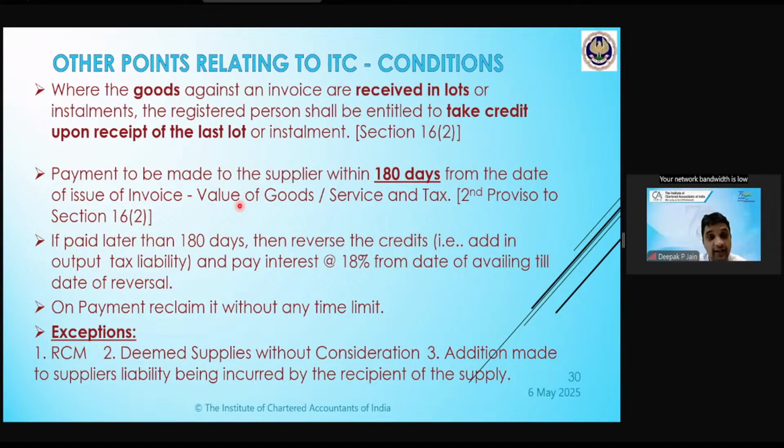Yes, this is a very critical condition. For 16(2), the proviso is very relevant. इसमें काफी changes हुए लेकिन ये proviso हटा नहीं है. This proviso says that once you receive the invoice, make the payment within 180 days from the date of issue of invoice to the supplier. If you do not make it, then you are not eligible to claim the credit, reverse the credit.